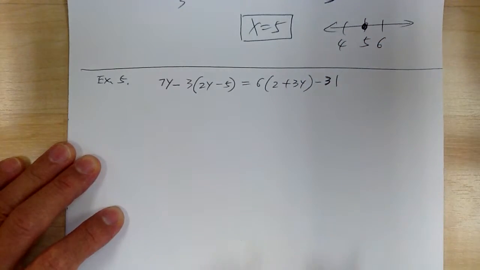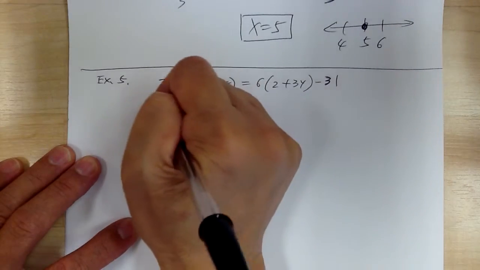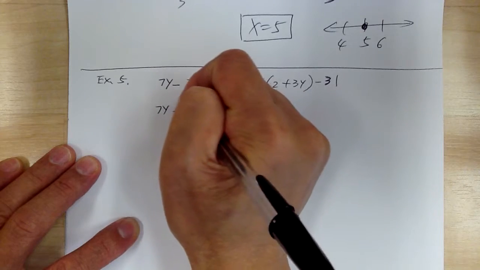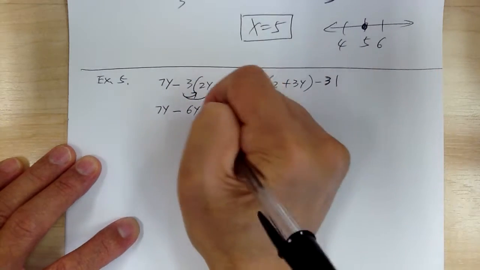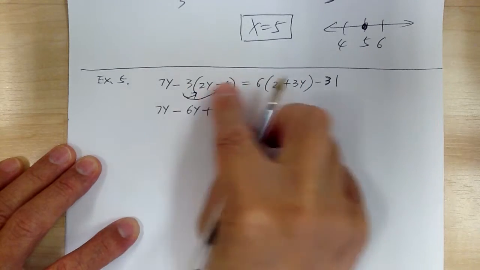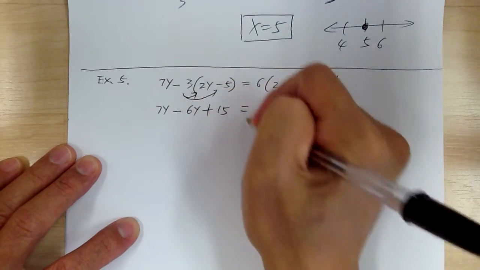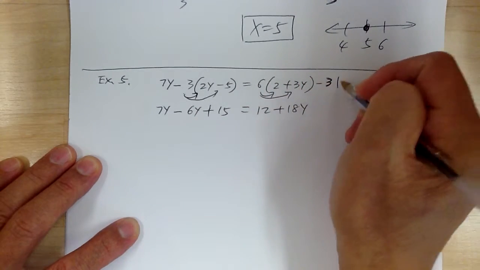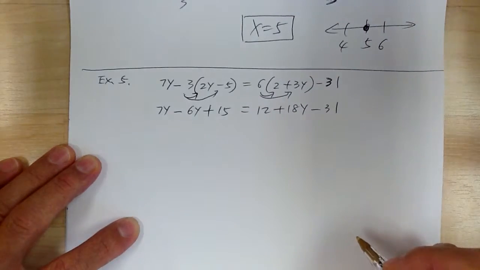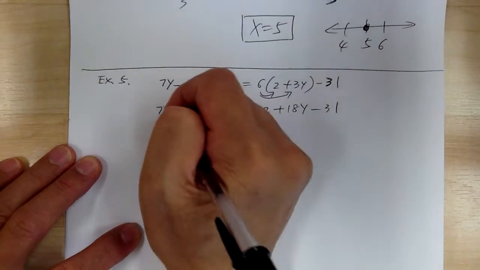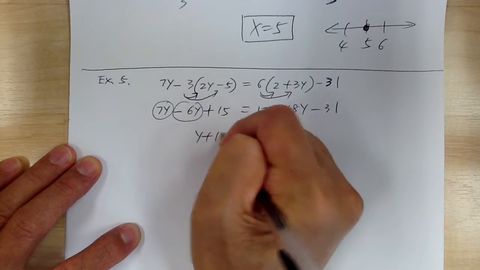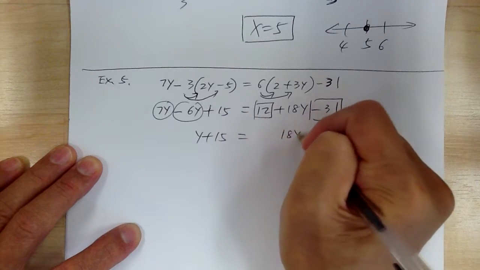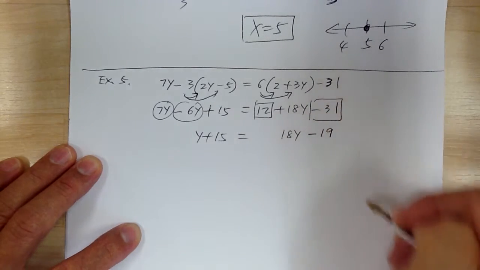So again, first you need to multiply to get rid of the grouping symbol. So you line up everything as much as you can. So multiply, you get negative 6y. Multiply, you get plus 15. So watch the sign. Negative times negative is positive. Line up your equal sign. Distribute, you get 12. Distribute, you get plus 18y minus 31. Again, line up as much as you can. So combine the like terms. So you get y plus 15. This one you combine the like terms. So you got 18y minus 19.